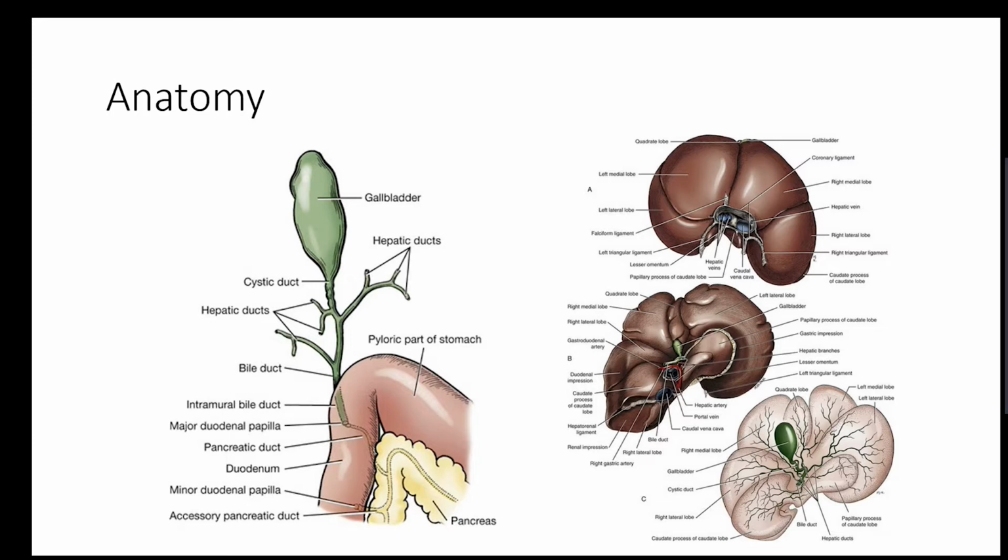But to review, your gallbladder sits there and drains into your cystic duct, and then all of your hepatic ducts drain into your common bile duct, which then enters the duodenum at the major duodenal papilla. So when we're removing the gallbladder, that's done here at the level of the cystic duct, and we need to make sure that these hepatic ducts are flowing and able to drain the bile from the liver system into the intestinal tract.